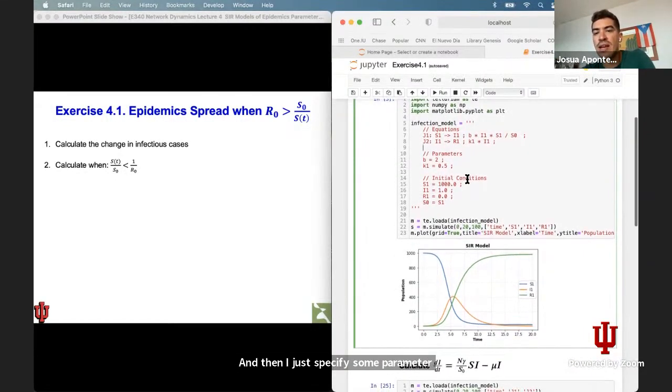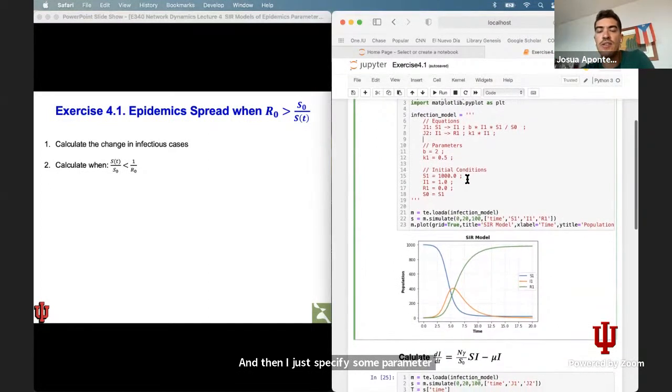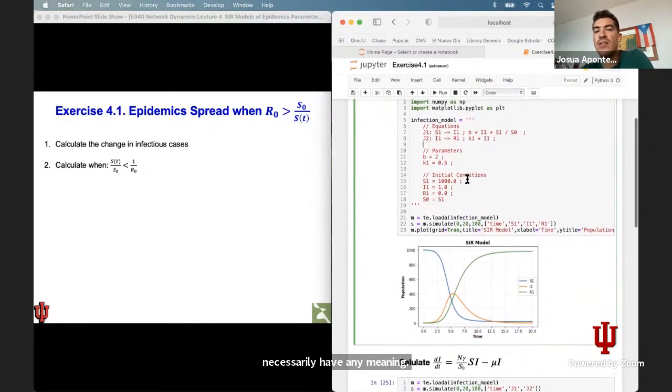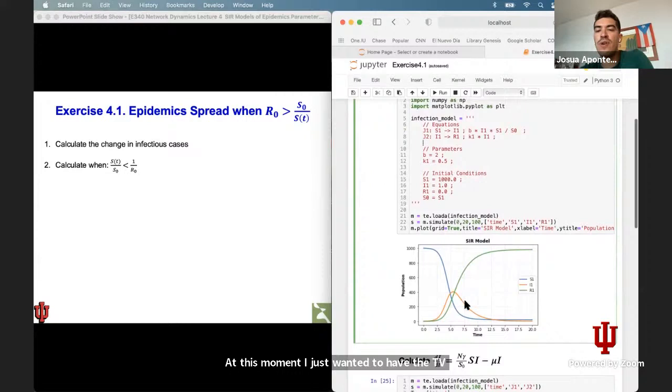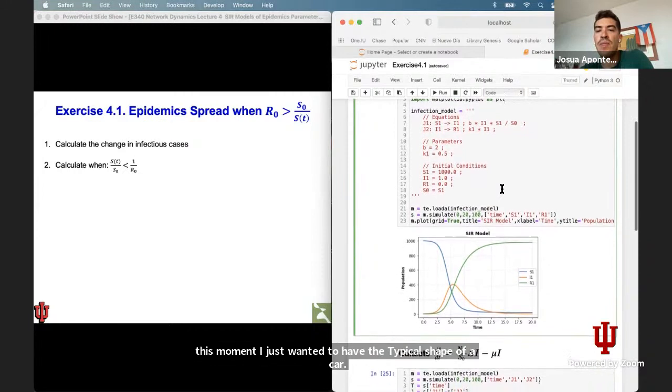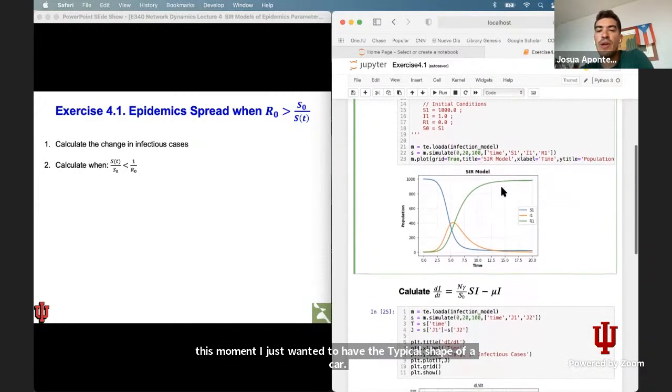They don't necessarily have any meaning at this moment. I just wanted to have the typical shape of a SIR infection. And that's what we get here.